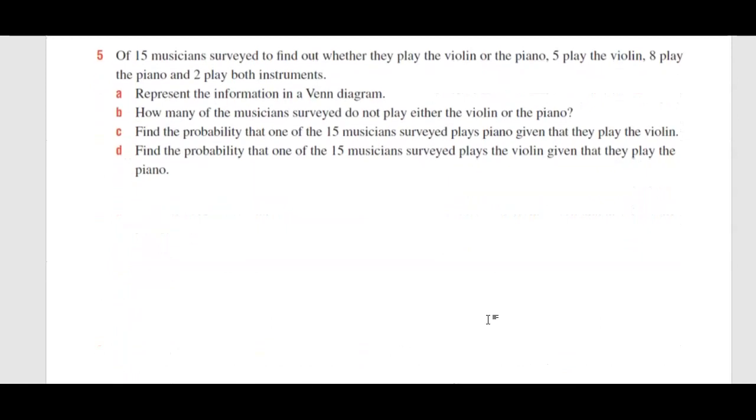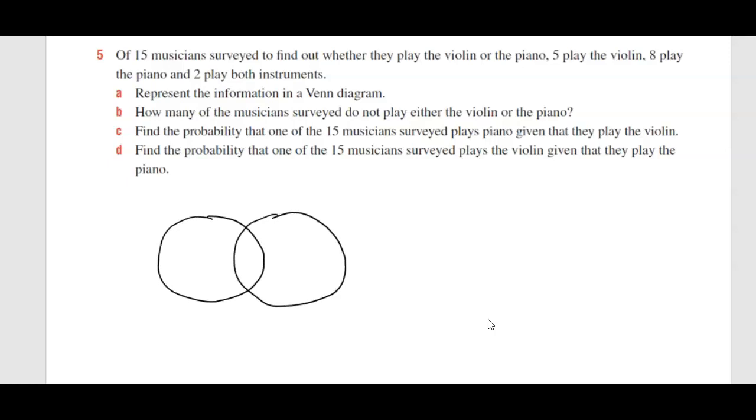All right, question 5 I added because we weren't given a Venn diagram or a two-way table. So let's do it from a problem. Of 15 musicians surveyed to find out whether they play the violin or the piano, 5 play the violin, 8 play the piano, and 2 play both instruments. So we're going to represent it on a Venn diagram. Venn diagrams and two-way tables always help us with the probability. So even if they didn't tell me to do a Venn diagram, I probably would have done one.